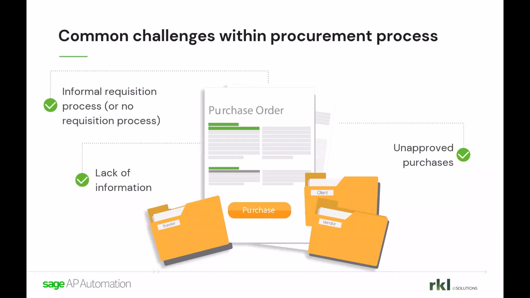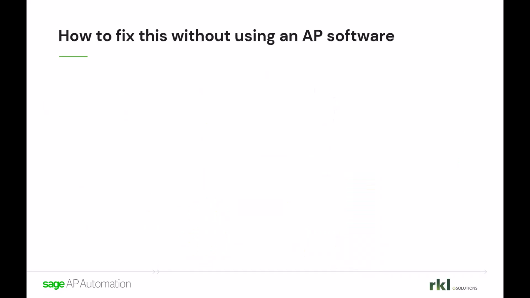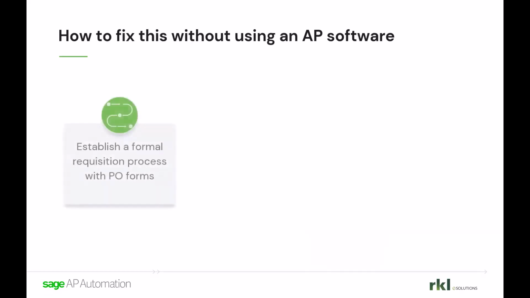Without that formal requisition process, employees can now go and buy goods and services without the appropriate approvals in place. So how can you actually fix this without using AP automation software? Number one, it is crucial to establish a formal requisition process with PO forms. This means that the purchasing staff must issue a purchase order for every purchase made by the company.